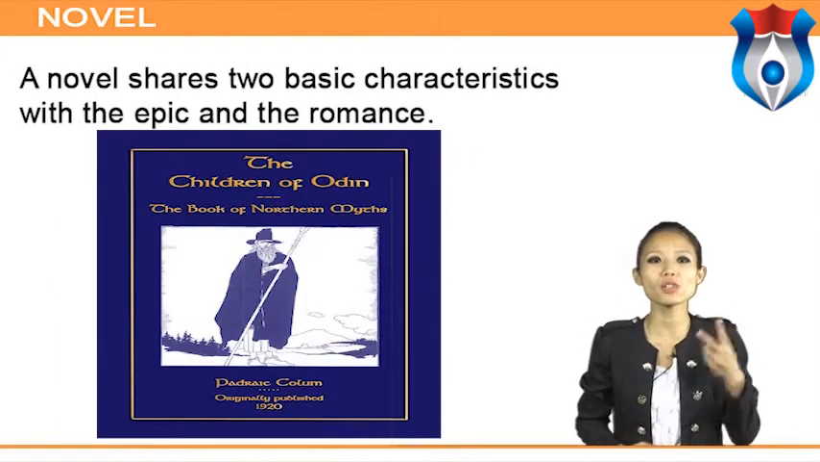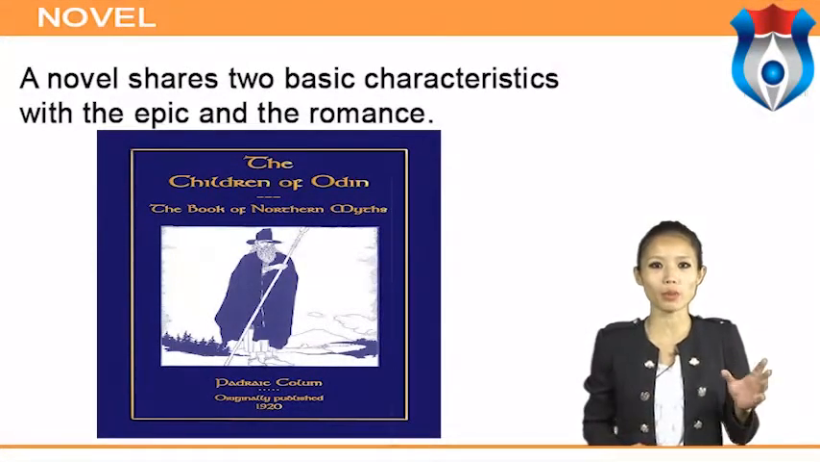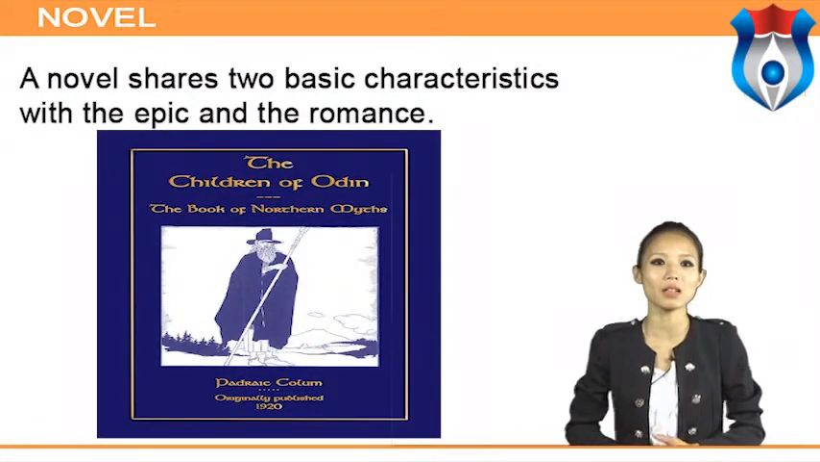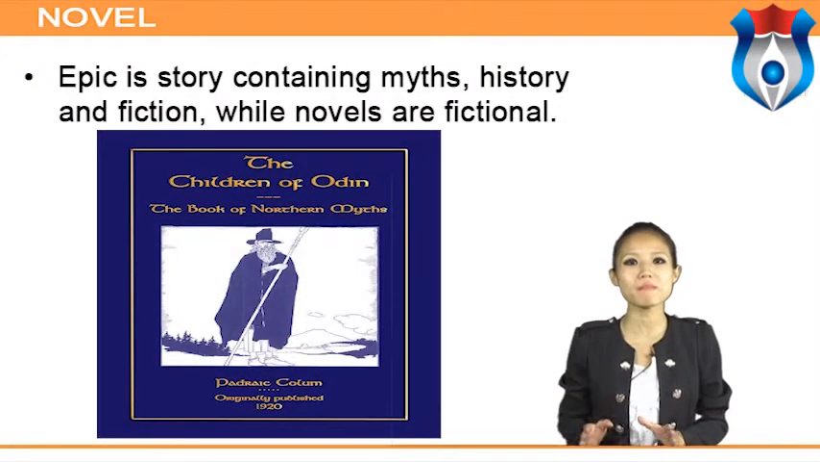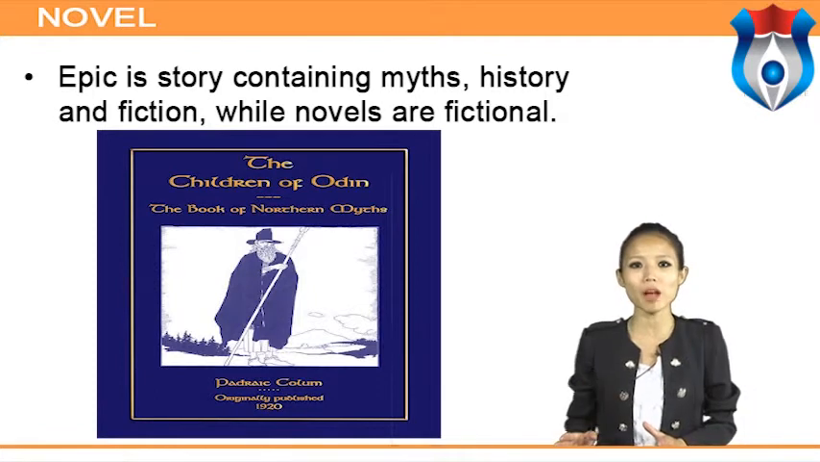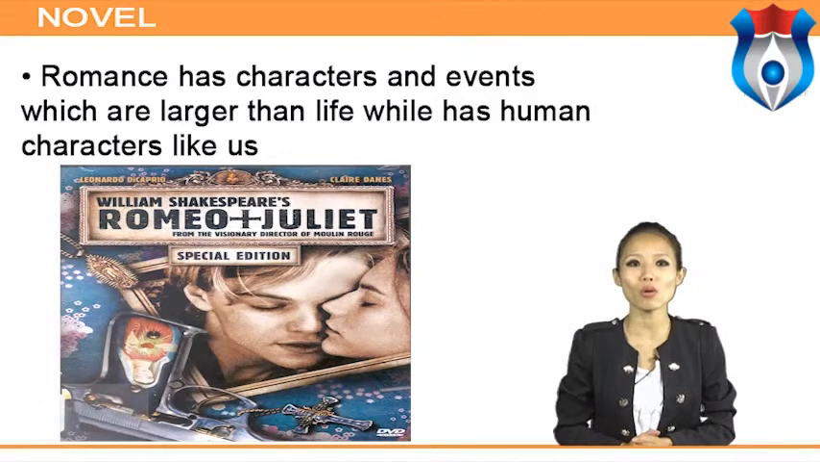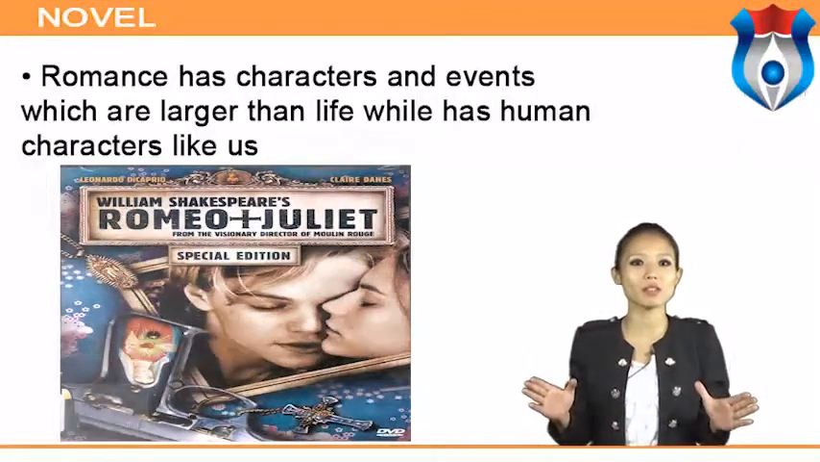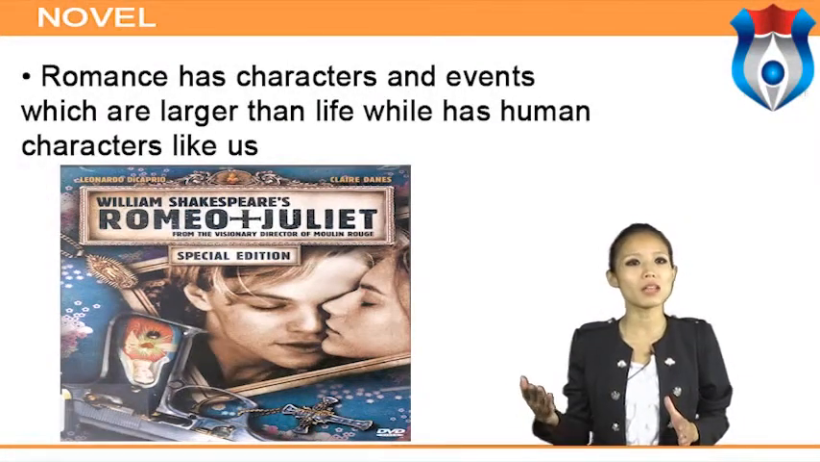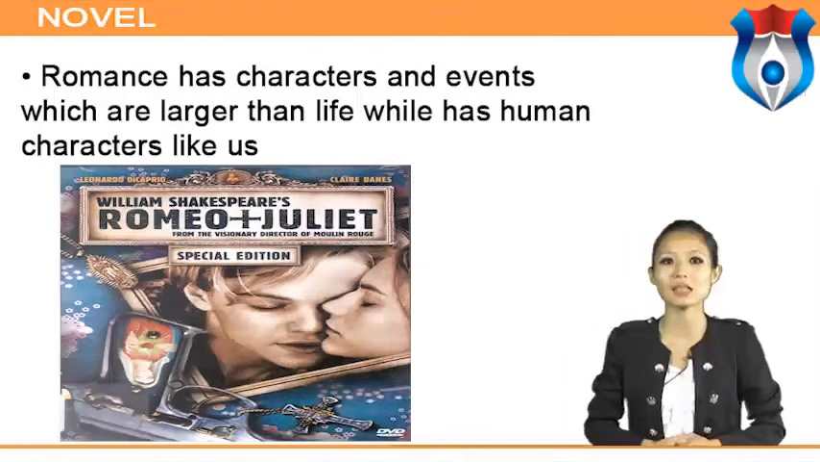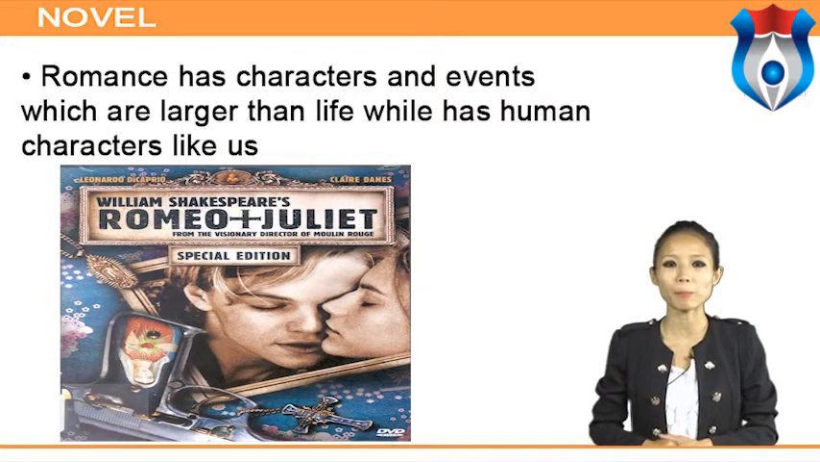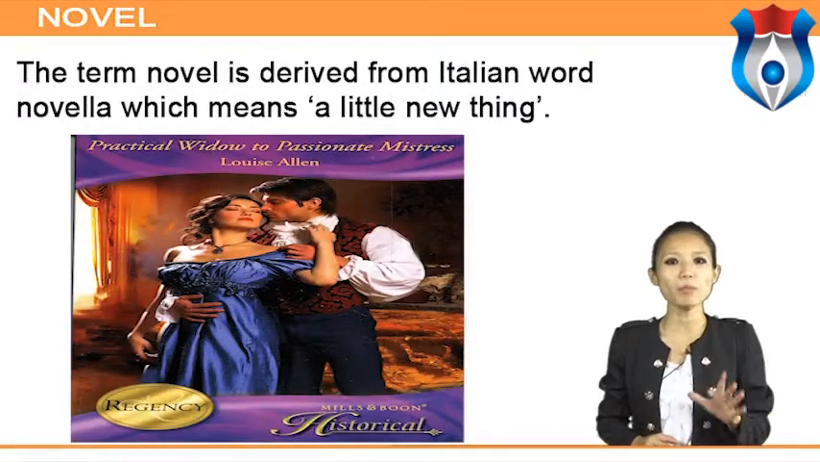A novel shares two basic characteristics with the epic and the romance. These are a story and a storyteller. An epic tells the story of gods and extraordinary men and women and is an amalgam of myth, history and fiction. A romance tells the story of larger-than-life characters and events. These are different from a novel because the characters in a novel are human characters as they manifest themselves in society. Let me tell you about the development of the novel.